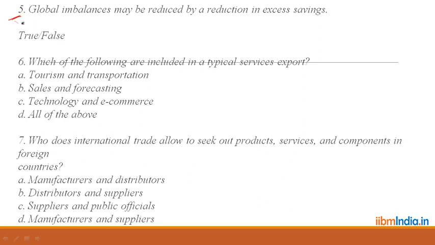Question number five: global imbalances may be reduced by a reduction in excess saving. If there are imbalances across countries, they may be reduced by a reduction in excess saving. True or false?